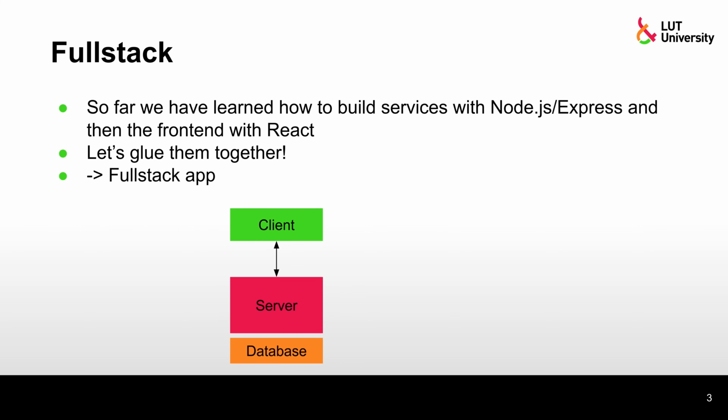Let's glue them together so that we get a full stack app. Basically, in a full stack we have a client and we have a server, and there can be, of course, a database on the server side or any other necessary tools. The client could be anything that runs in the browser, and on the server we could have PHP frameworks or Ruby on Rails or some kind of a Python framework or Java, etc.